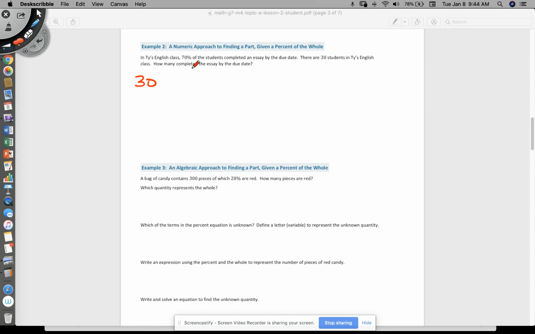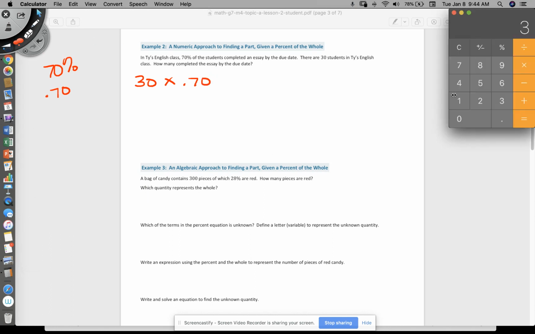All right. And I do know it's 70%. So you remember, I'll just put it over here, 70%, 2 digits. So you just make it 0.70. We'll multiply that by 0.70. Okay. You can grab your calculator. And we'll say 30 times 0.70, and I get 21. So 21 students were able to get their essay in on time.